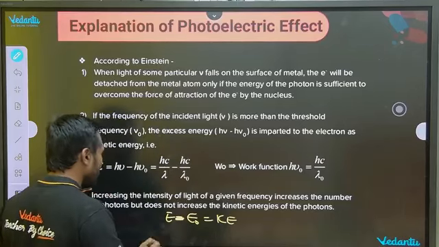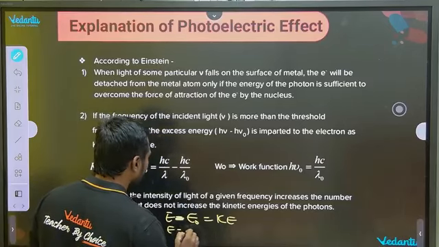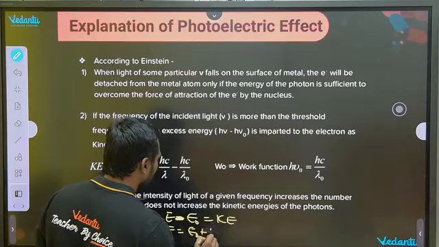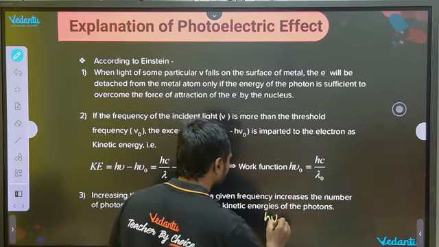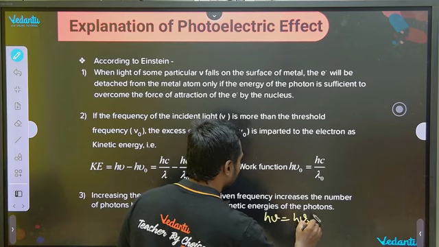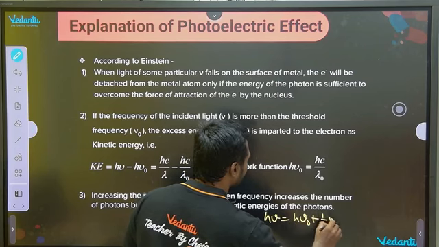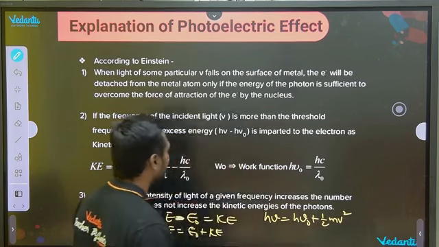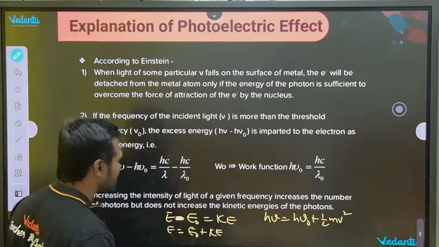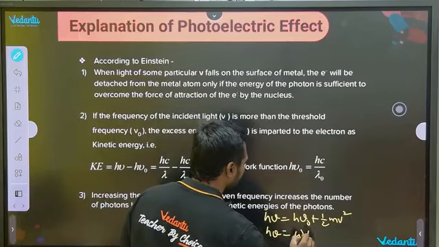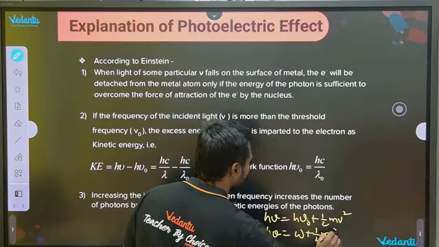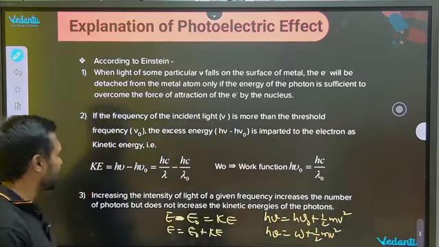So here, if you write, E is equal to E naught plus KE, kinetic energy. Now E, we know, is h nu. h nu is equal to h nu naught plus kinetic energy, which is half mv square. Here, work function, we can also write h nu is equal to W plus 1 by 2 mv square, where W is the work function.